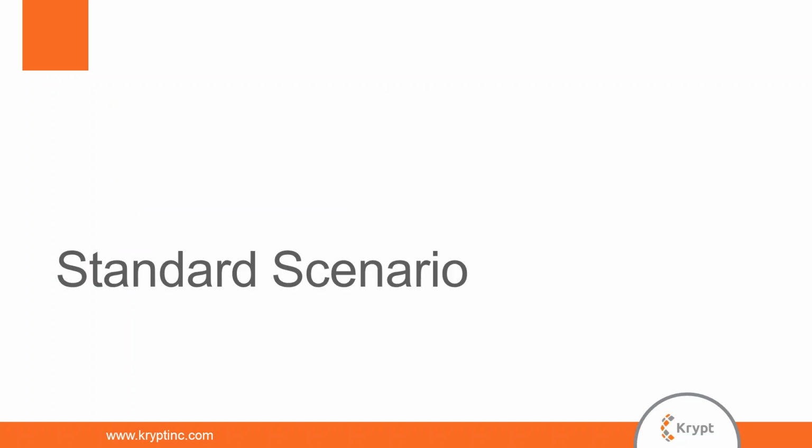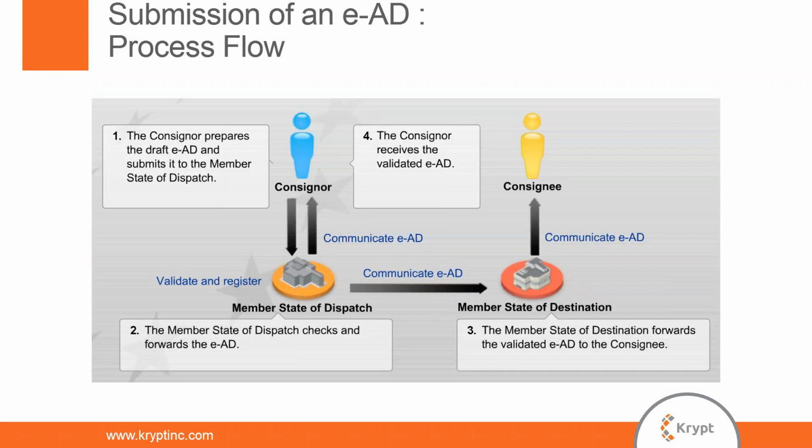Now I will quickly discuss some standard scenarios. There are two standard scenarios, one from the consignor's perspective and another from the consignee's perspective. From the consignor's perspective, it's all about submission of the electronic administrative document from the consignor, which will then pass from the member state of dispatch to the member state of destination, and from the member state of destination, it will be sent across to the consignee.